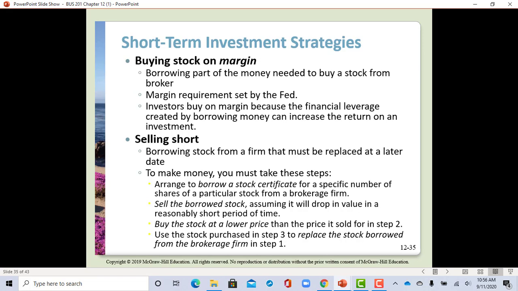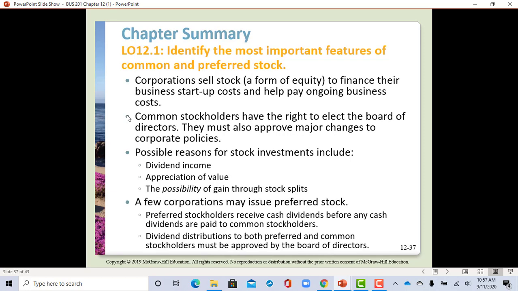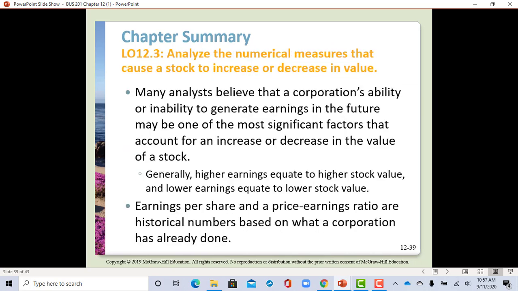Short-term investment strategies, they're risky unless you're very experienced. So here, I don't recommend you using these options at all. They're extremely risky. And that is it for this chapter.